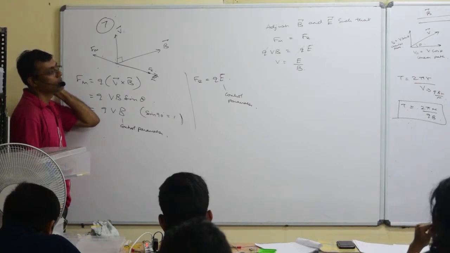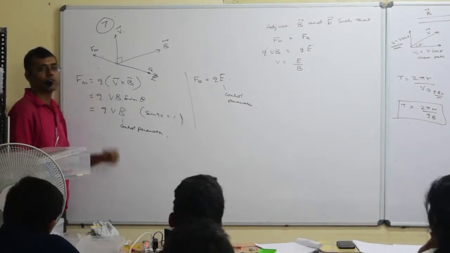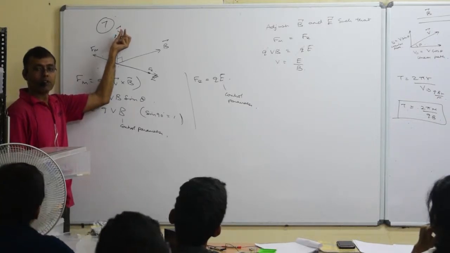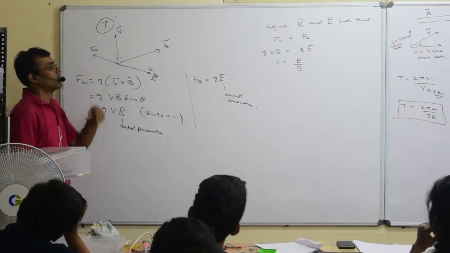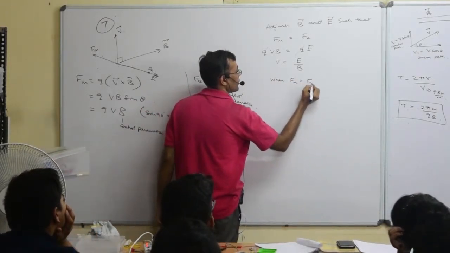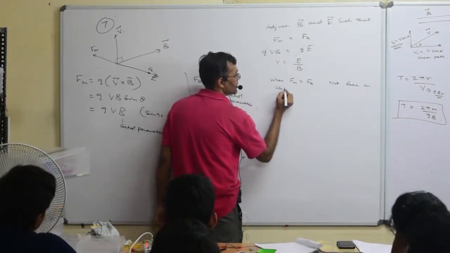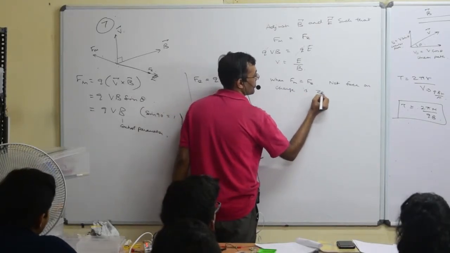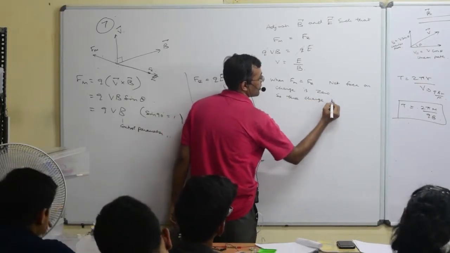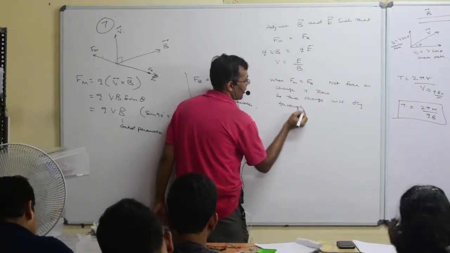Any idea what this means? If this force is equal to this force, what is the net force acting on the charge? 0, right? So if that is the case, the charge will go straight, undeflected. Are you following what I'm saying? So that means when Fm is equal to Fe, the net force on the charge is 0, so the charge will fly through undeflected.